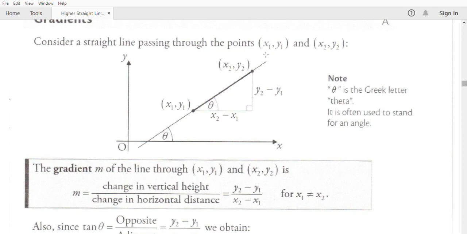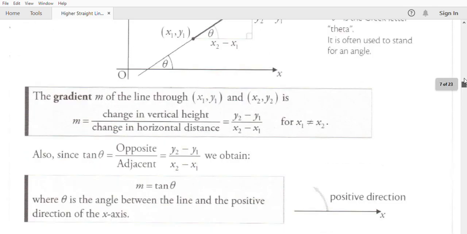So the gradient is the vertical change over the horizontal change, and if we look at this right angle triangle, tan of this angle will be the opposite divided by the adjacent. So the gradient is the vertical divided by the horizontal change. Tan of theta is the opposite side divided by the adjacent side, which is also the vertical change divided by the horizontal change. Therefore, m, the gradient, is equal to tan of theta.